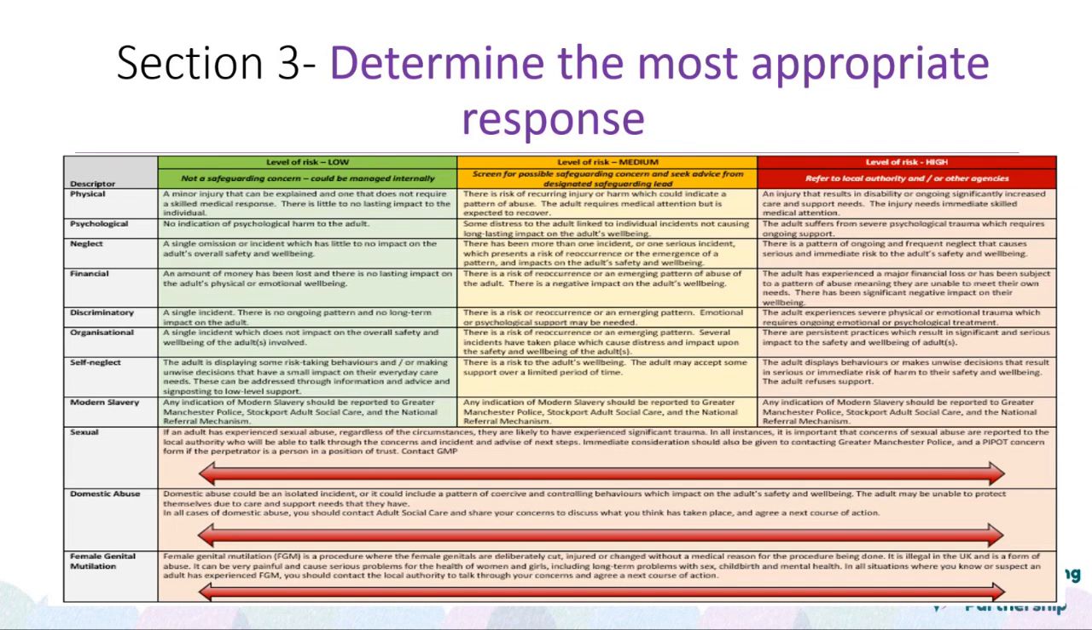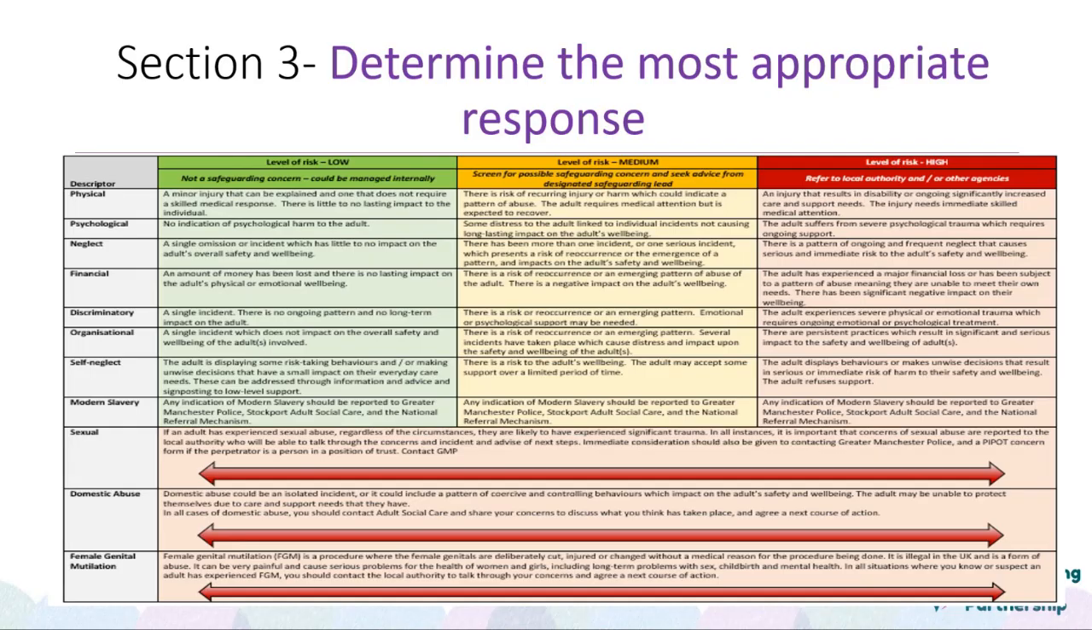So again, using physical abuse as the example here, we might look at a risk of a recurring injury or harm which may indicate a pattern of abuse. The individual may require some sort of medical attention, but is expected to make a full recovery.